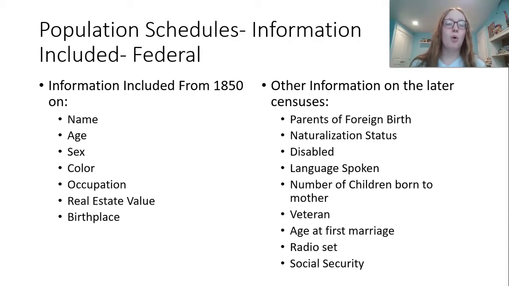The number of children born to the mother. This can be super helpful. This was asked on the 1900 and 1910 census. It can help you know if you're missing any kids in your family. If it says, I had 7 kids born and there's only 3 in the household, you know you need to look for 4 more kids.